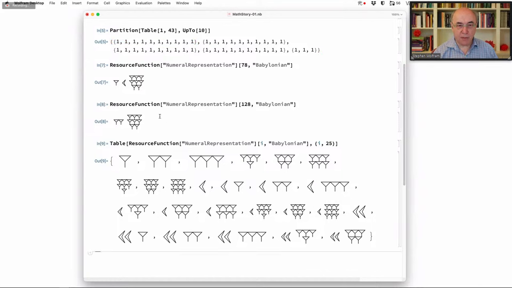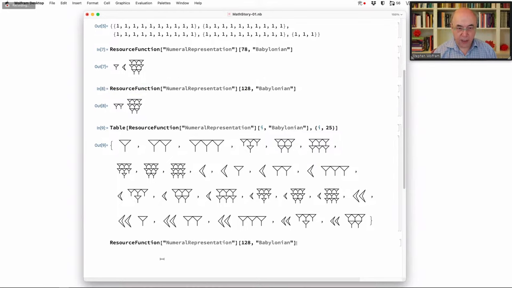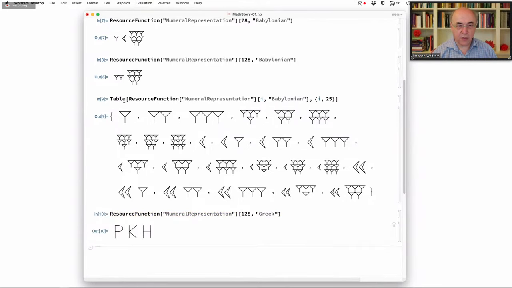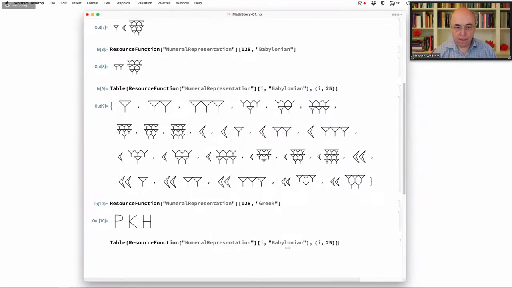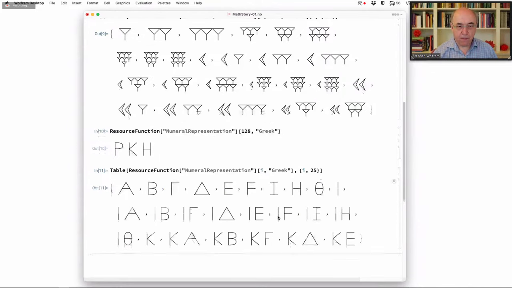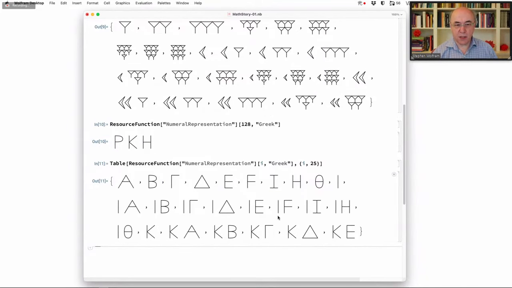Well, there were other systems people used. For example, another one that was used was the Greek number system. Let's see what that one looks like. Let's look for some smaller numbers there and do the same thing for Greek. So here's the Greek number system.